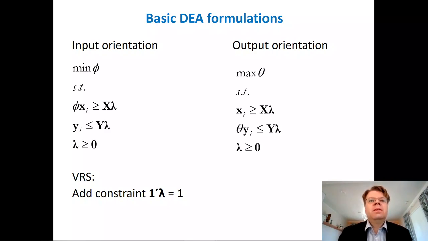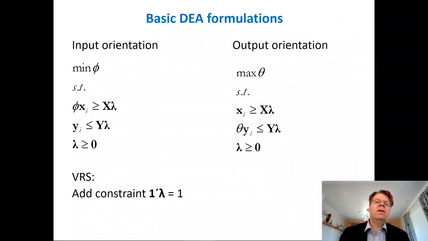I indicated in the application lecture that this input and output oriented formulations under constant returns to scale, as in the example here, are actually completely equivalent. So if we solve these two linear programming problems, then the optimal solution is such that the optimal phi is equal to 1 divided by optimal theta. And the lambda weights turn out to be exactly the same in both formulations.